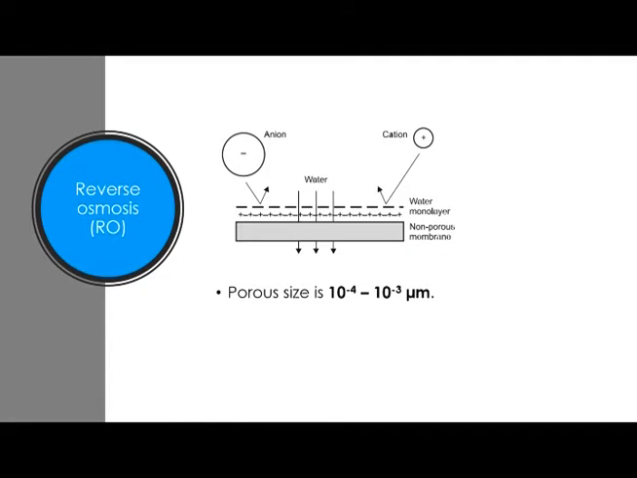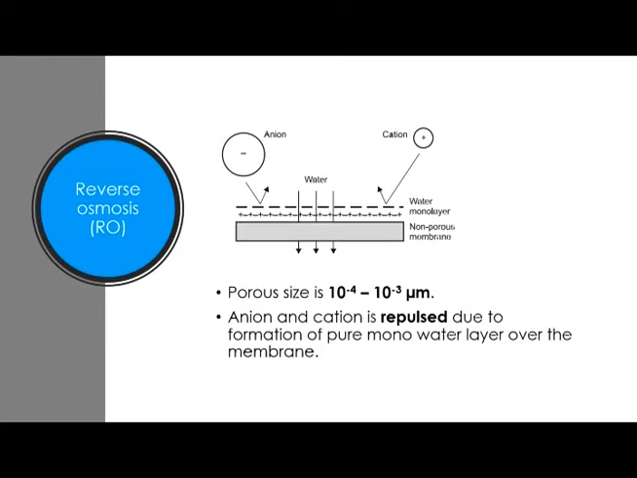Let's look at the first membrane technique, reverse osmosis. In reverse osmosis, the pore size is 10 to the power of -4 to 10 to the power of -3 micrometer. The anions and cations are repulsed due to the formation of a pure monowater layer over the membrane, so only water can pass through the porous membrane.